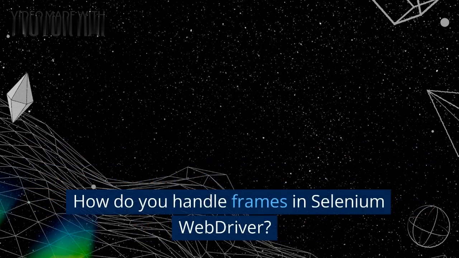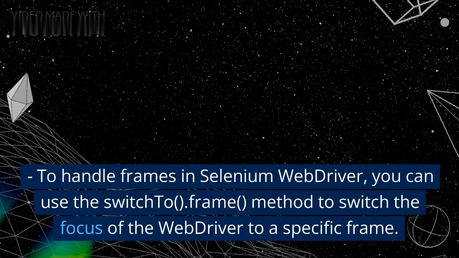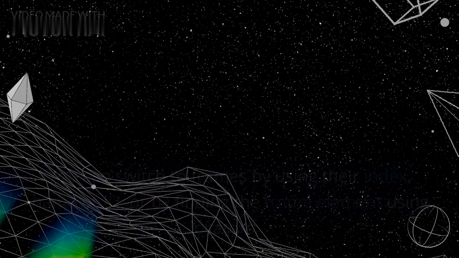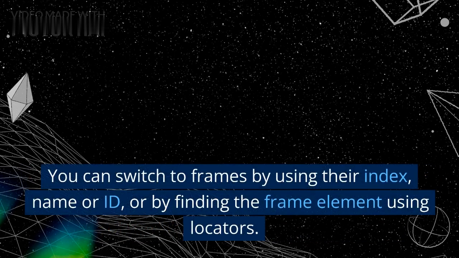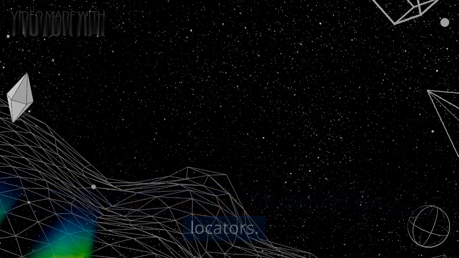39. How do you handle frames in Selenium WebDriver? To handle frames in Selenium WebDriver, you can use the switchTo().frame method to switch the focus of the WebDriver to a specific frame. You can switch to frames by using their index, name or ID, or by finding the frame element using locators.